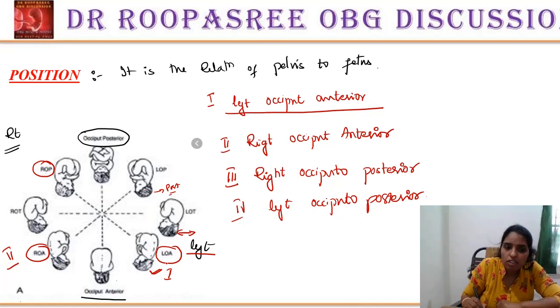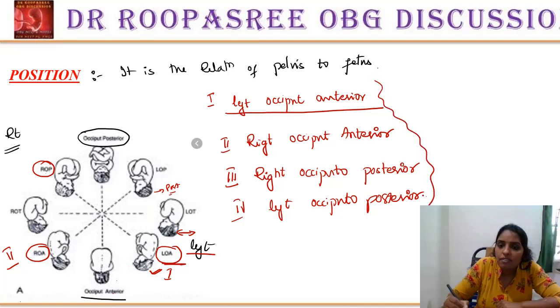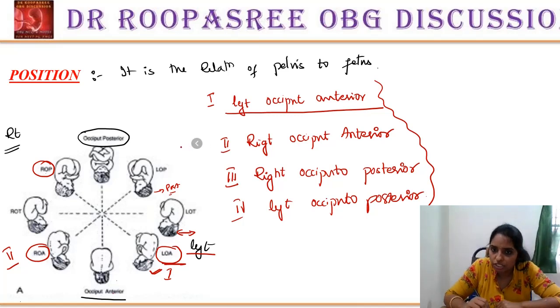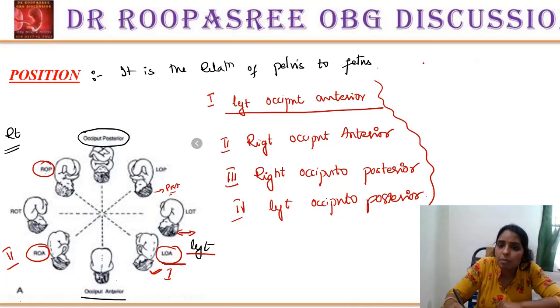In maximum 90% of the cases the position will be on the left side and the occiput will be anterior. So this is the position of the fetus with regard to the pelvis, so we call it position. Now we will see a little example.